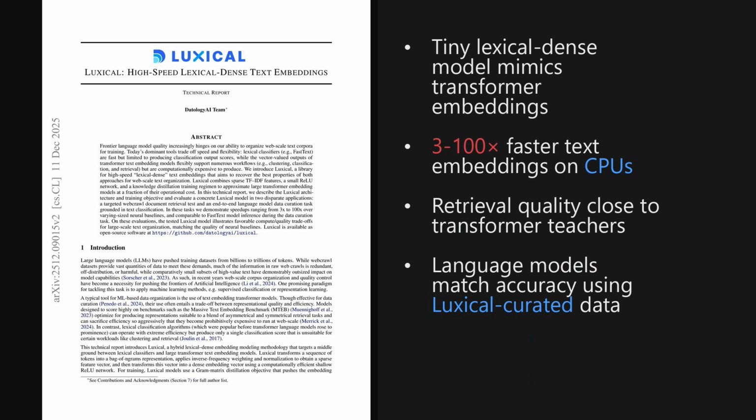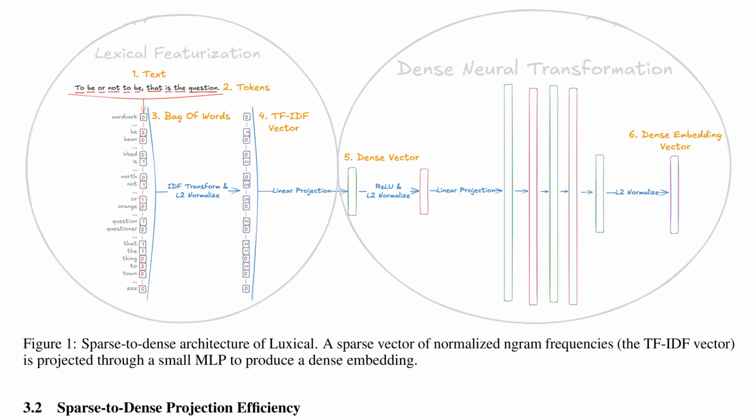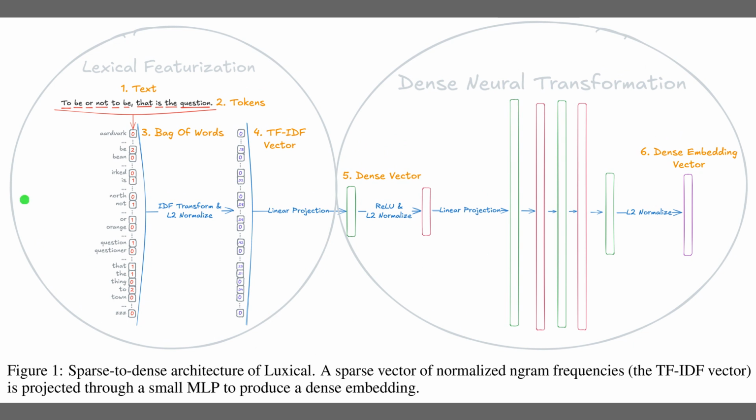Today we are looking at a paper trending on X, published on December 9th, 2025, about 5 days ago. It introduces Luxical, a tiny lexical dense embedding model that mimics transformer text embeddings while running about 3 times to about 100 times faster, yet still matches the quality of strong neural baselines for large-scale text organization. The paper is titled Luxical, High-Speed Lexical Dense Text Embeddings. And as we will see later, the approach could seriously reshape how people do web-scale data filtering and retrieval on everyday hardware.